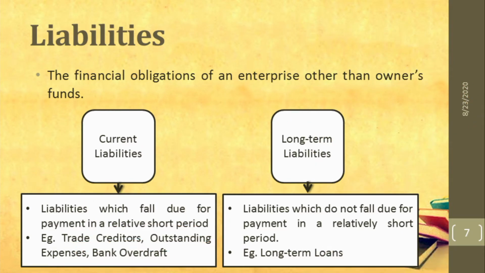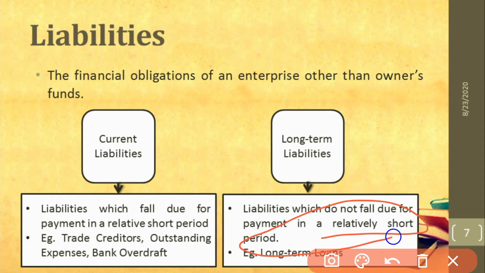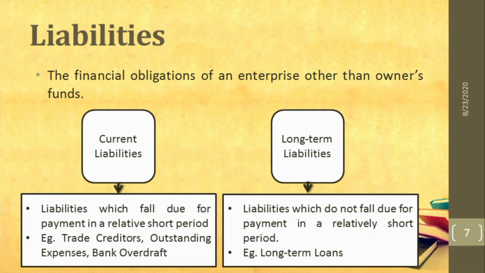Another kind of liabilities is the long-term liabilities. These are the liabilities which do not fall due for payment in a relatively short period. The opposite of current liabilities is the long-term liabilities. For example, long-term loans: you do not have to pay them within one accounting period. It can be paid over more than one accounting period. Hence it is the long-term liability of the firm.